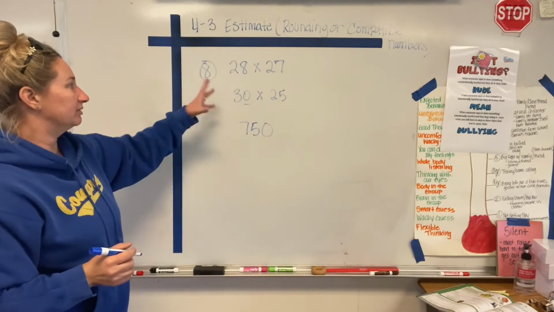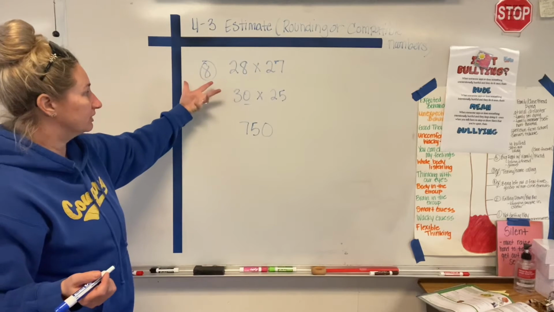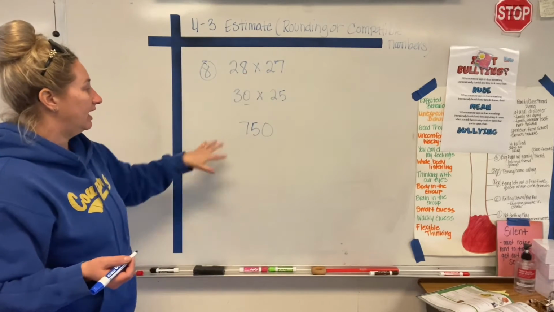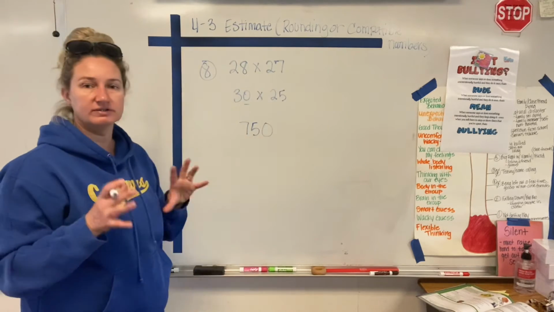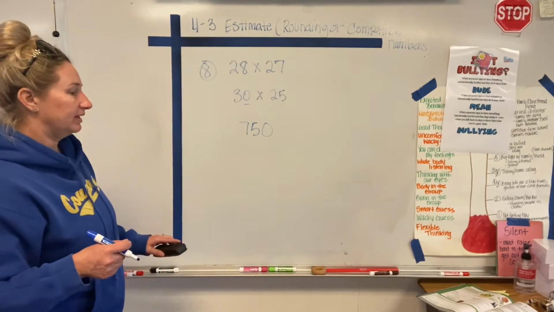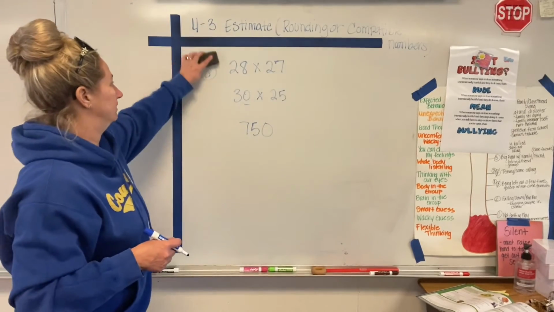So I used a little bit of both for that. I rounded 28 to 30, I used a compatible number for 27, and I got an answer that's probably as close as I can get, okay, using easy numbers. All right, so it was number 8. I'm going to erase that.